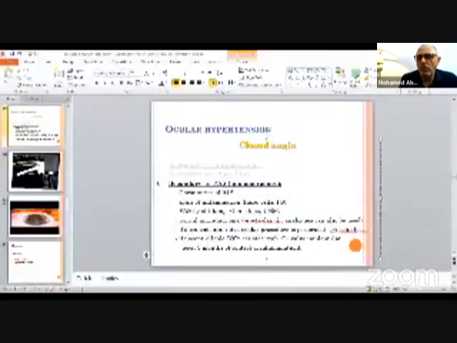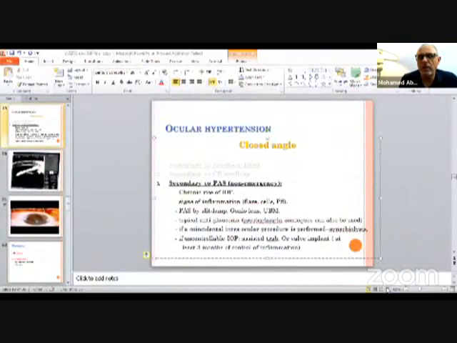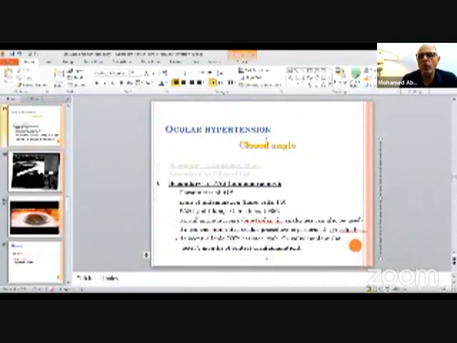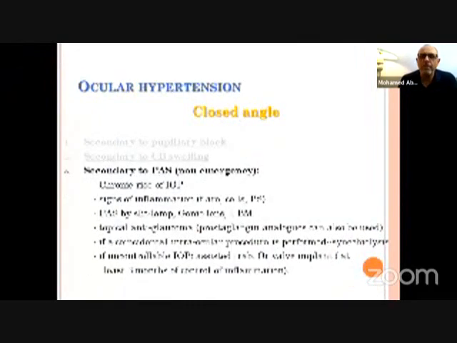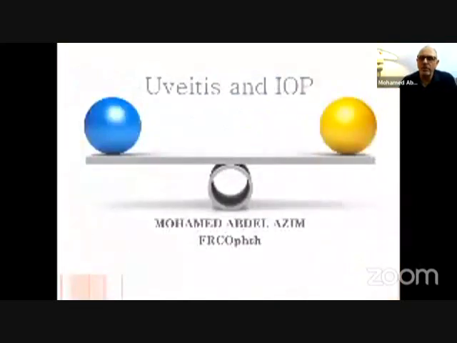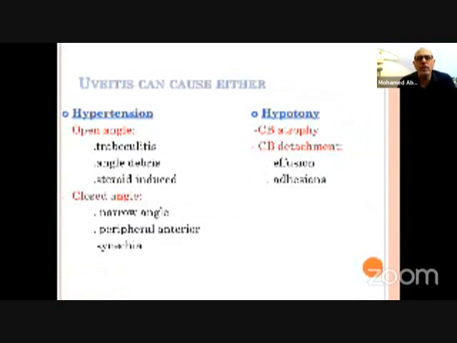Hi. So our next presentation, I'm going to talk about the relation between uveitis and intraocular pressure. Uveitis can cause either ocular hypertension or hypotony. In the presence of hypertension, this can occur in the context of an open angle or closed angle.